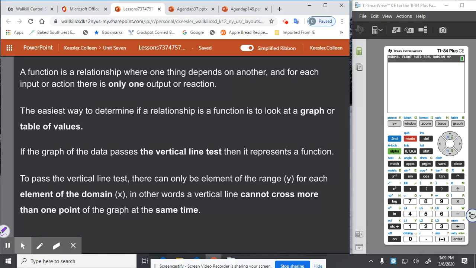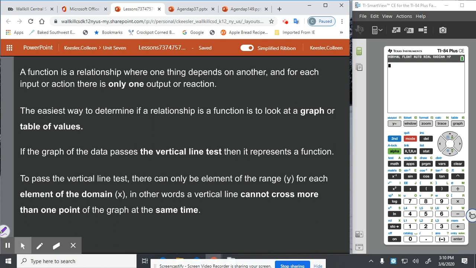To pass the vertical line test, there can only be one element of the range for each element of the domain. We remember that range means y and domain means x. In other words, a vertical line cannot cross more than one point of the graph at the same time.